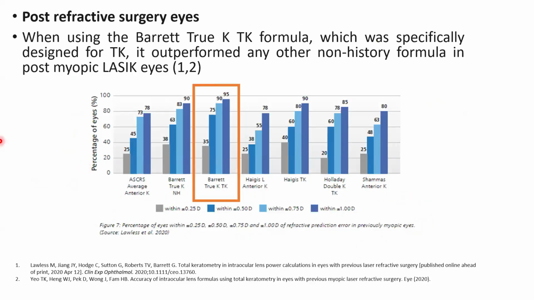In post-refractive surgery eyes, the Barrett True TK formula, which was specifically designed for TK, outperformed any other non-history formula in post-myopic LASIK eyes. In a study conducted by Lawless et al., they compared various formulae and various K values, of which the Barrett True TK came out significantly on top, with a significantly higher proportion of people within the plus minus 0.5 and plus minus 0.75 diopter range.